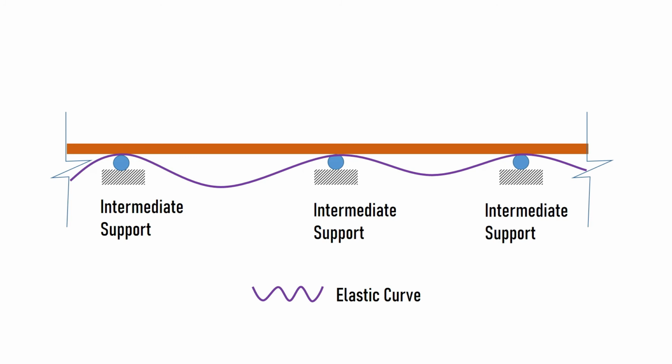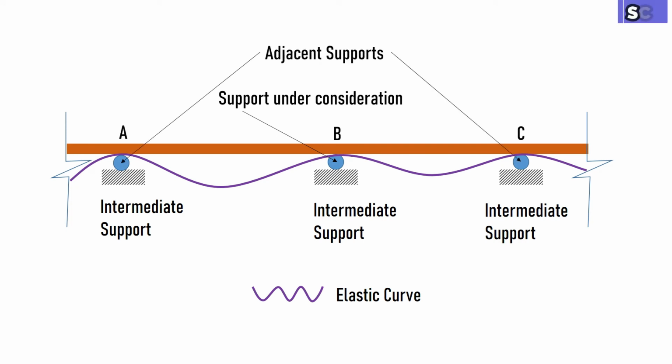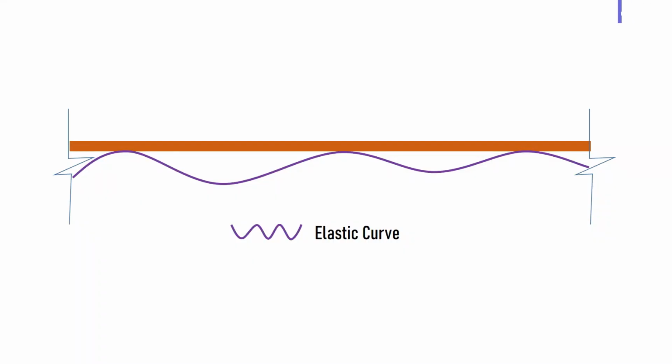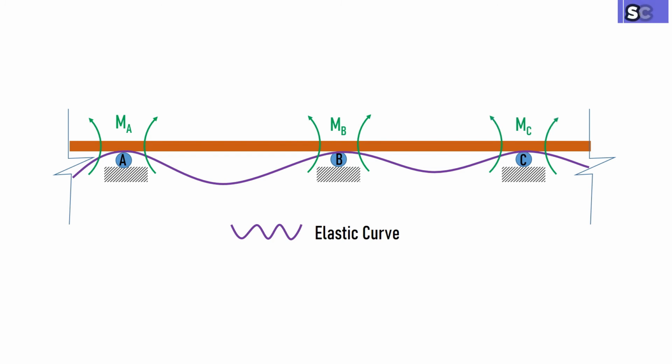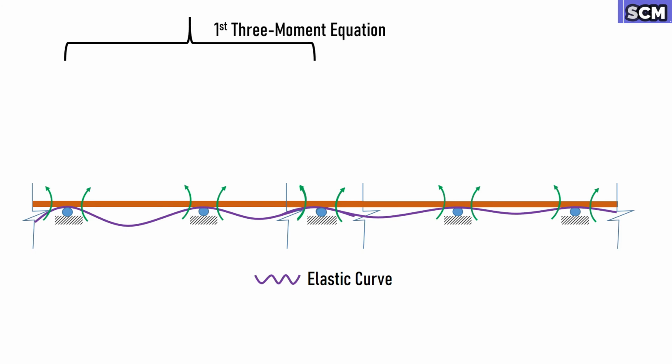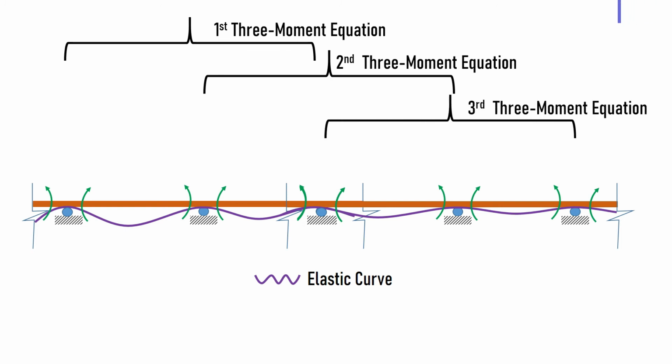The bending moments at the support under consideration and at 2 adjacent supports are used to formulate the equation. That's why it's called the three-moment equation. The basic concept of the analysis with the three-moment equation is that the bending moments at intermediate supports are considered redundant unknowns. The supports are combined in a sequential order to give a set of three-moment equations, and the equations are solved simultaneously to determine the unknowns.